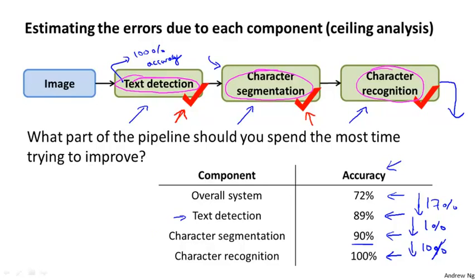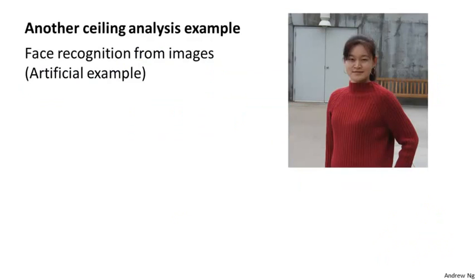Let me just illustrate this idea again, but with a different example, a more complex one. Let's say that you want to do face recognition from images. So let's say you want to look at the picture and recognize whether or not the person in this picture is a particular friend of yours, or try to recognize the person shown in this image. This is a slightly artificial example. This isn't actually how face recognition is done in practice, but I want to step through an example of what a pipeline might look like to give you another example of how a ceiling analysis process might look.